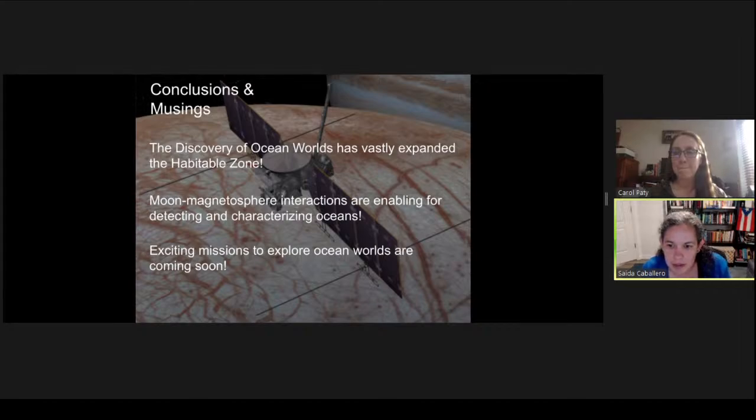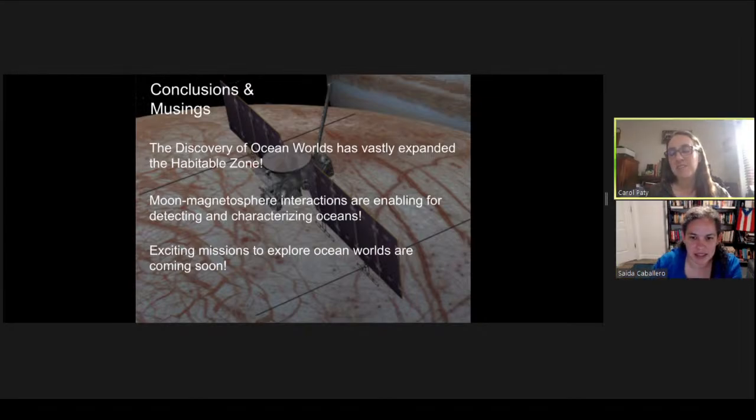But our first question is from Brian Murphy, and he's asking whether the method that you use doesn't hold for other bodies outside of a strong magnetic field, but could aspects of this method be adapted to other ocean worlds outside of a strong magnetic field? That's a really good question, Brian.